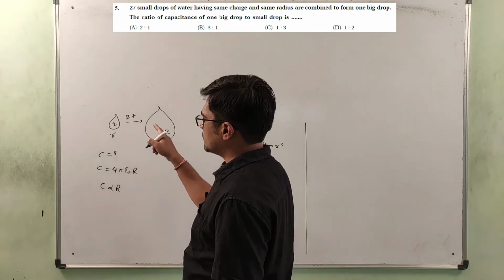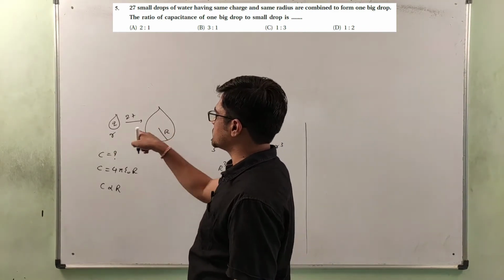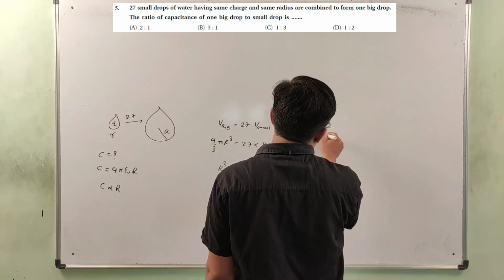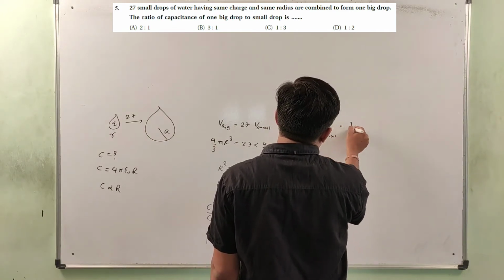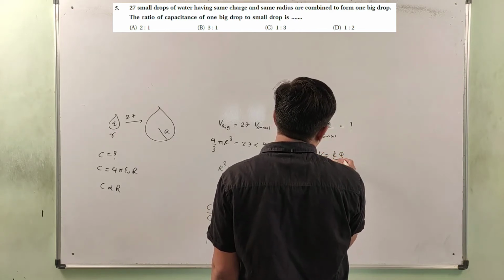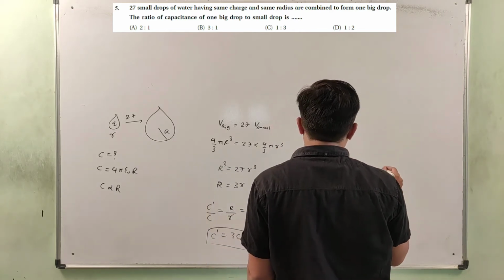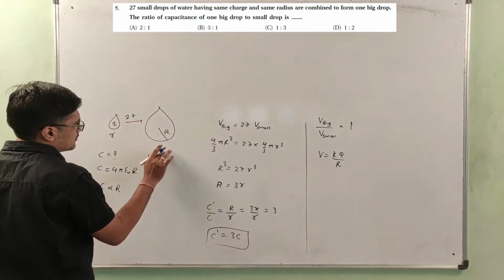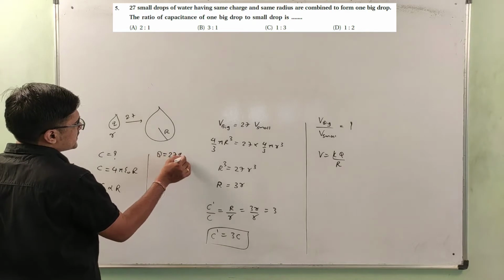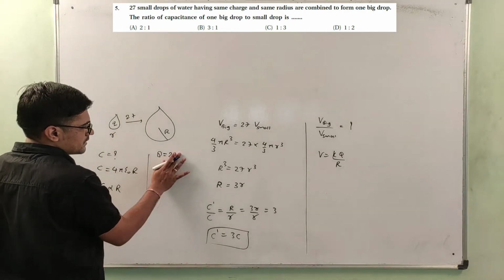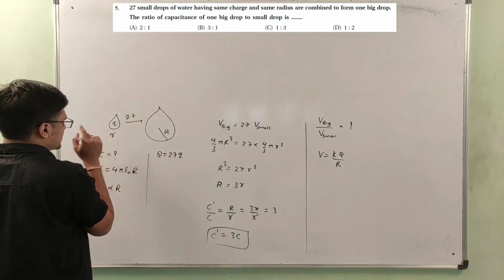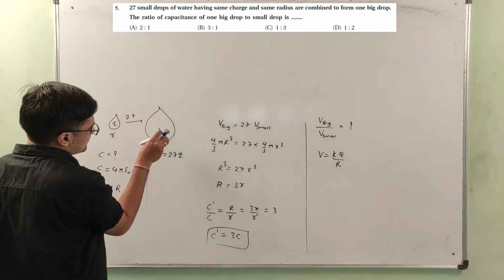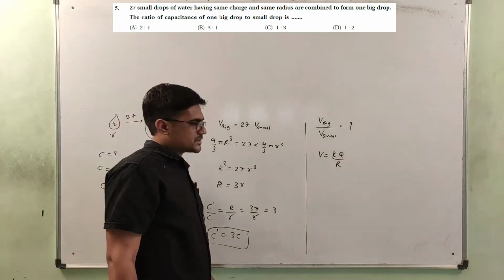If suppose in this question they ask the potential on the first small drop, and the ratio of potential of bigger drop to small drop, then what is the answer? Now potential is equal to KQ by R. Now the charge on this bigger sphere is equal to 27 times the charge of a small sphere, because a small drop has charge Q.